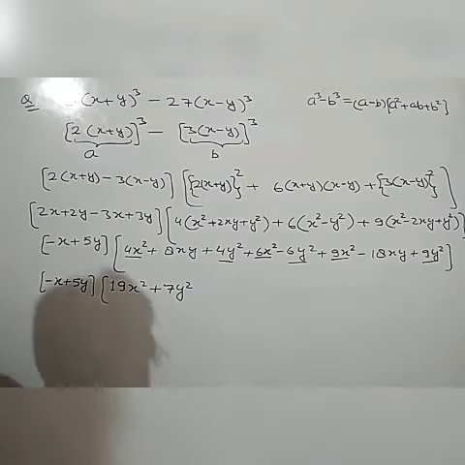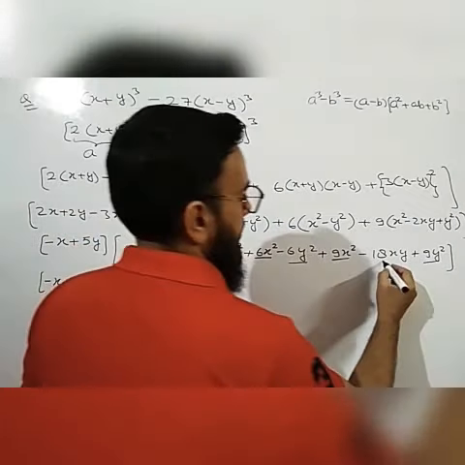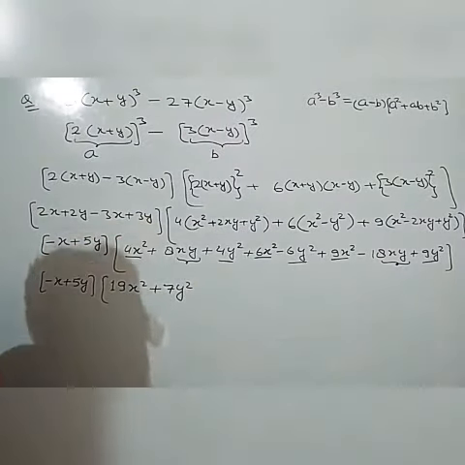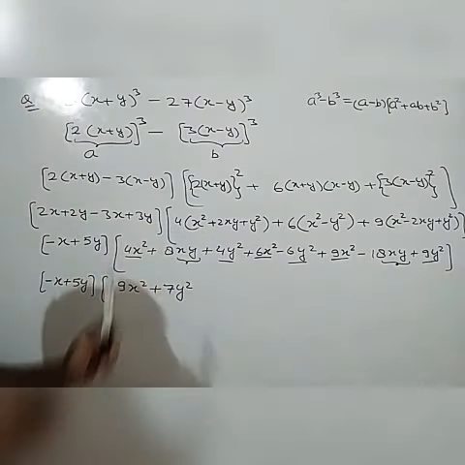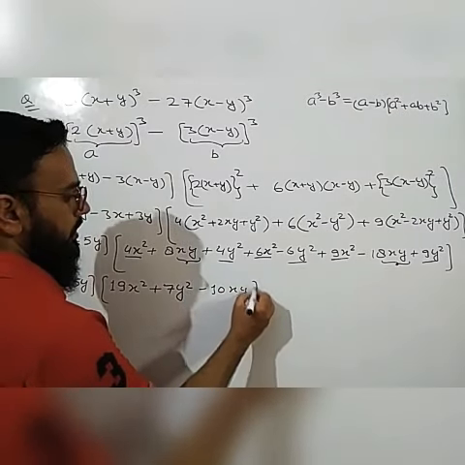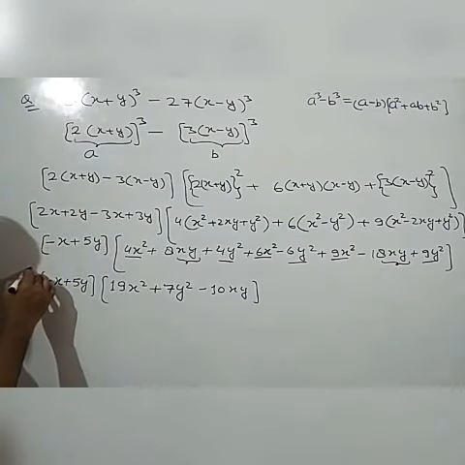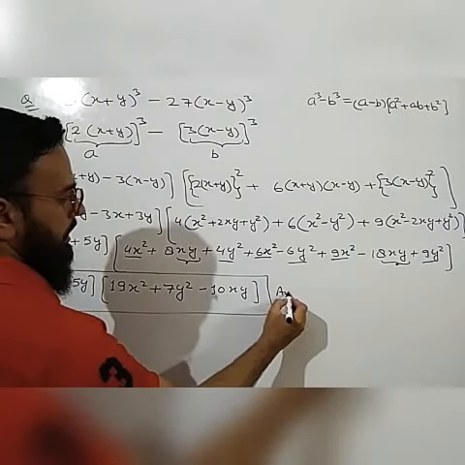Now coming to the terms of xy, it is 8xy, then it is 18xy. So plus 8xy minus 18xy, so minus 18 plus 8, that will be minus 10xy. And this is our final answer.